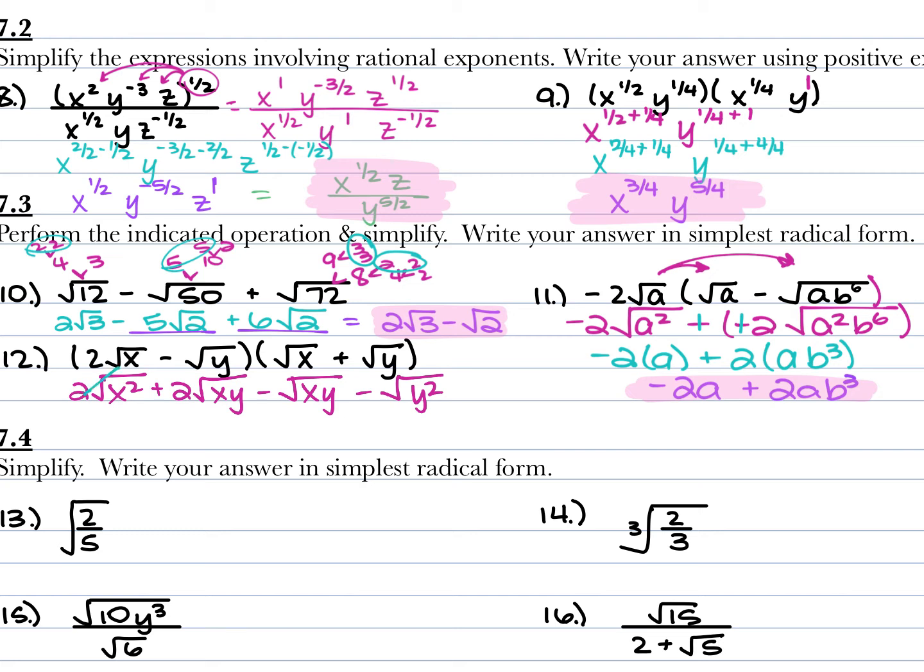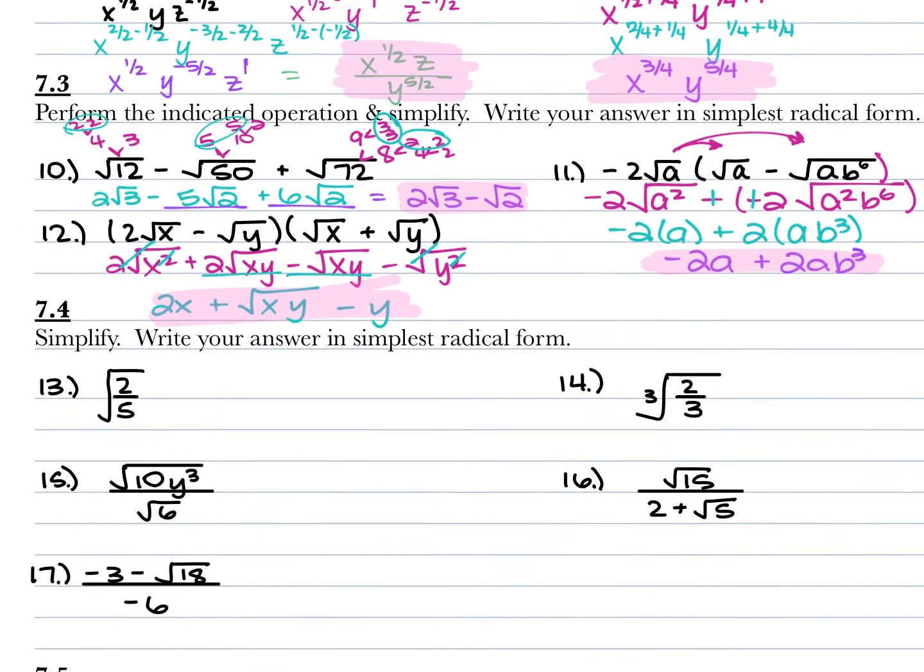Your radical cancels out the power of 2 on both the x squared and the y squared. You also have like terms between the 2 square root xy and the negative square root xy. So this is going to give us 2x plus the square root of xy minus y.